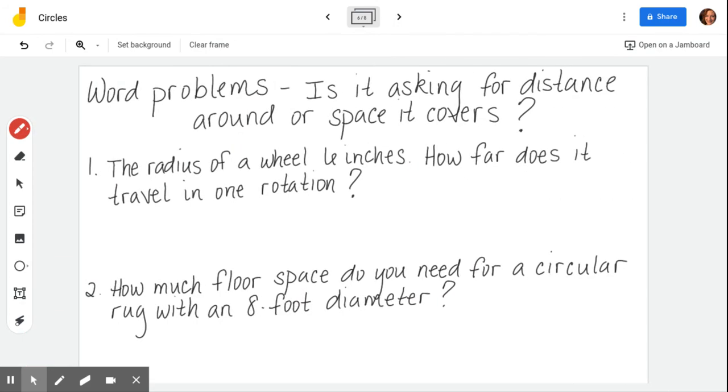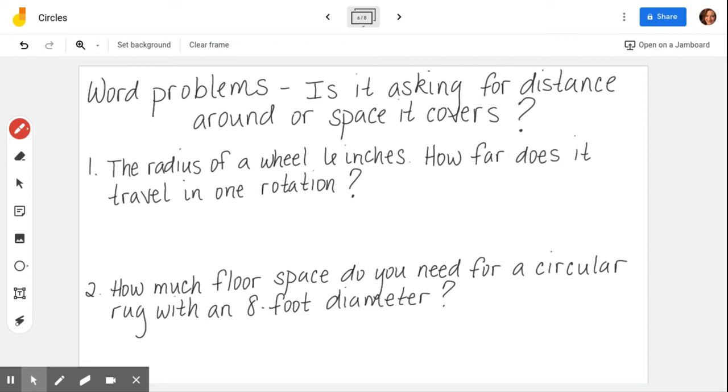Let's do a couple word problems. On these, you just need to figure out, is the problem asking you for the distance around the circle or for how much space it takes up? If it's talking about the distance around, like maybe you have something circular shaped and you want to wrap a string or a ribbon around it, that would be circumference because you're going around it. If you're talking about how much space it covers, like the wrapping paper example, or covering a circular shape with felt, anytime you're covering it completely, that's your area.